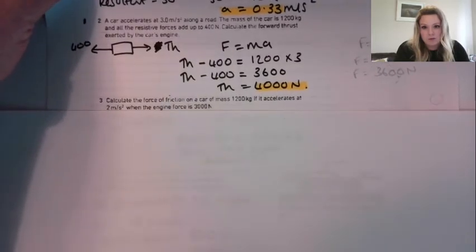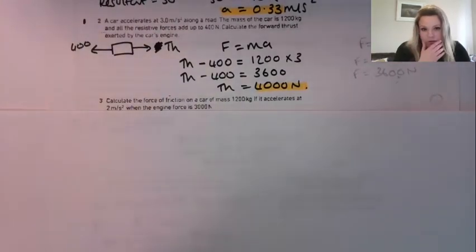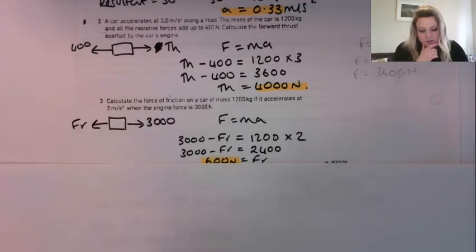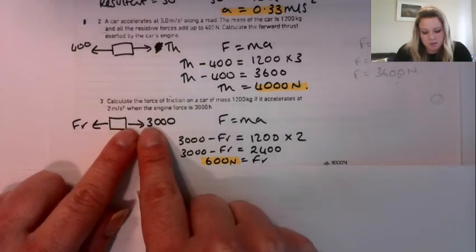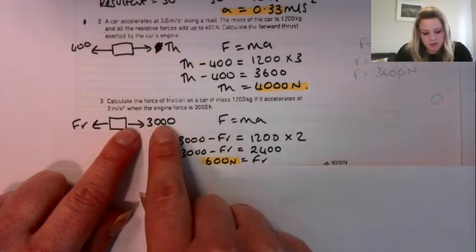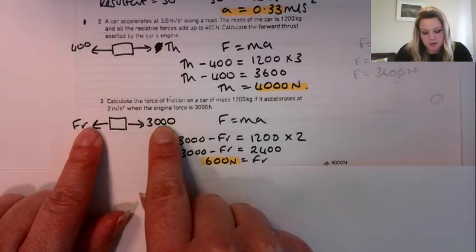Calculate the force of friction on a car of mass 1200 kilograms if it accelerates at 2 when the engine force is 3000. So very similar question. I've set my working out the same way. Here's my car. We were told the thrust was 3000. We don't know what the frictional forces are.